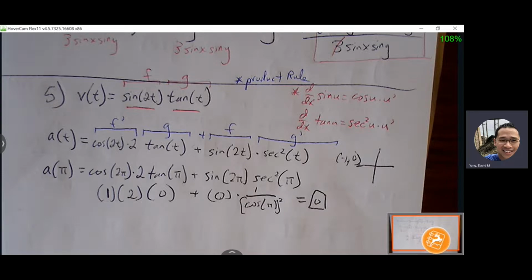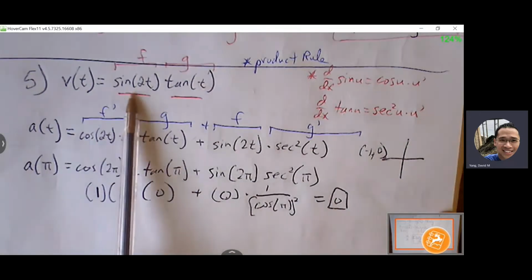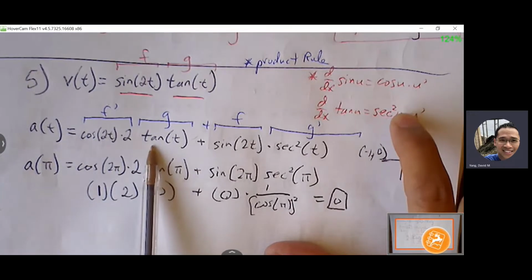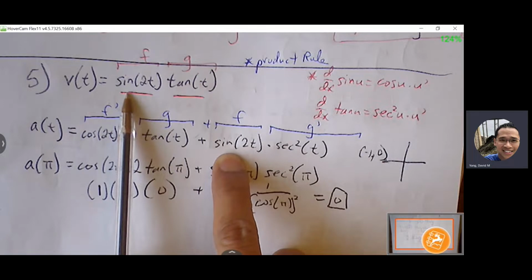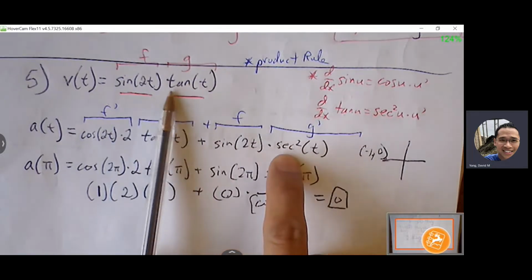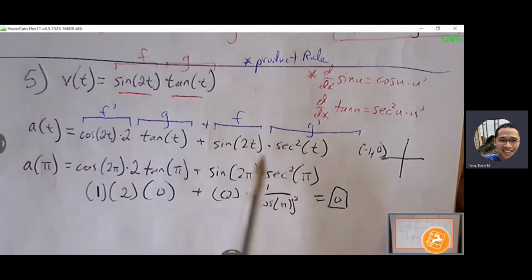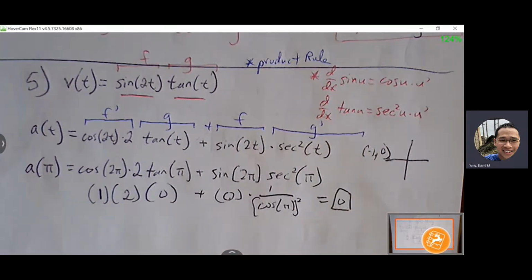Okay, let me walk through number 5. F prime g plus f g prime. Sine of u becomes cosine of u times u prime. We keep the tangent, back to f, and then g prime. Tangent's derivative is secant squared of u times u prime. So secant squared of t times 1. I left off the 1. I just knew that it wasn't going to make an impact. So that's part A for finding acceleration.